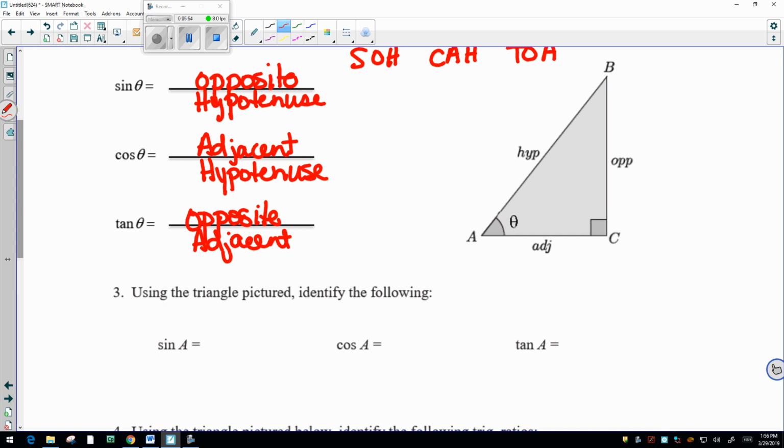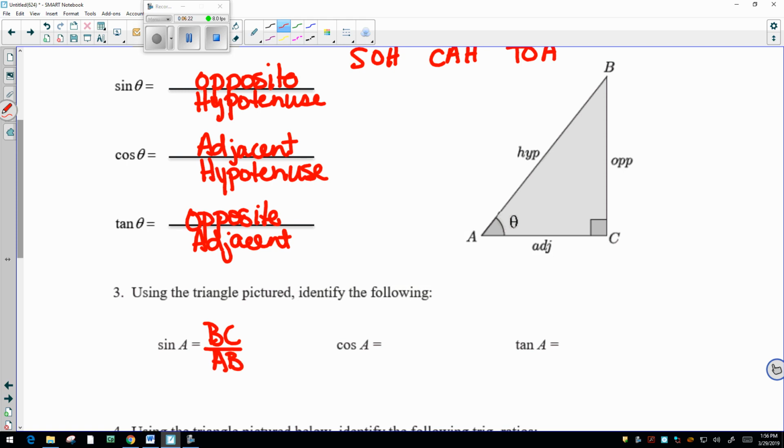Okay, so using the information, it says using this triangle pictured, we're going to identify the following. So I have sine of A. We could also say sine of theta because A and theta are the same angle right now. So sine we know is going to be our opposite side over the hypotenuse. So if I were to use letters, that's going to be the ratio BC over AB.